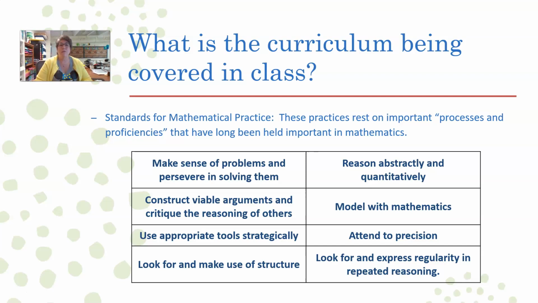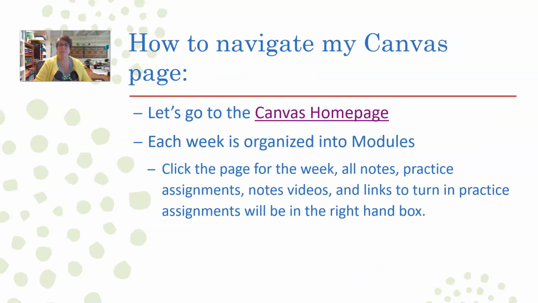If you can get your student a calculator, it really is very helpful to them to have their very own calculator that's not just an app on their phone. Look for and make use of structure. Reason abstractly and quantitatively. Model with mathematics. Attend to precision. And look for and express regularity in repeated reasoning. So all of these things we're trying to focus on. It's a lot of different things, but we work hard to bring them all together in the classroom.